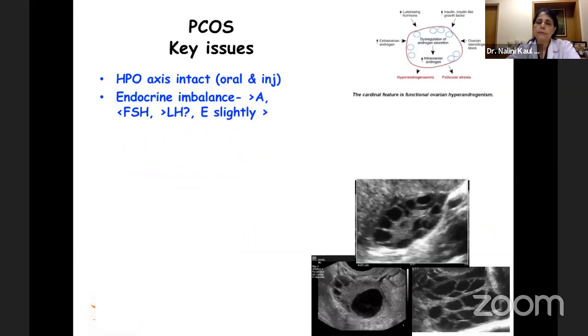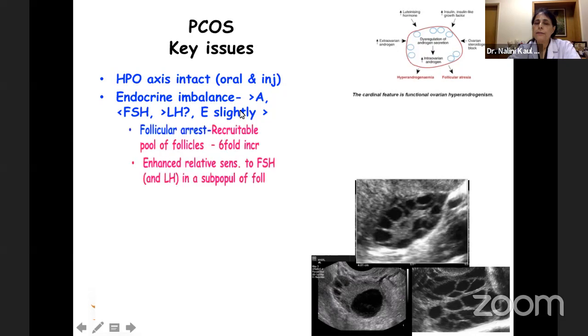PCOS. Now this is the maximum number of patients you have, and that's where you're doing ovulation induction. Remember that the HPO axis here is intact, but what is upset is the endocrine balance. You have increased androgen, you have lower FSH values, you may or may not have high LH, and the estradiol levels are slightly raised. So what you have is high intraovarian androgen, and this leads to follicular atresia. The lower FSH and higher E2 lead to a follicular arrest.